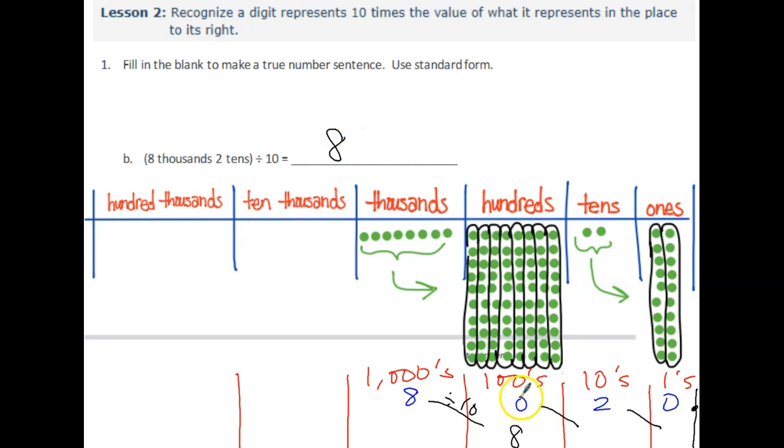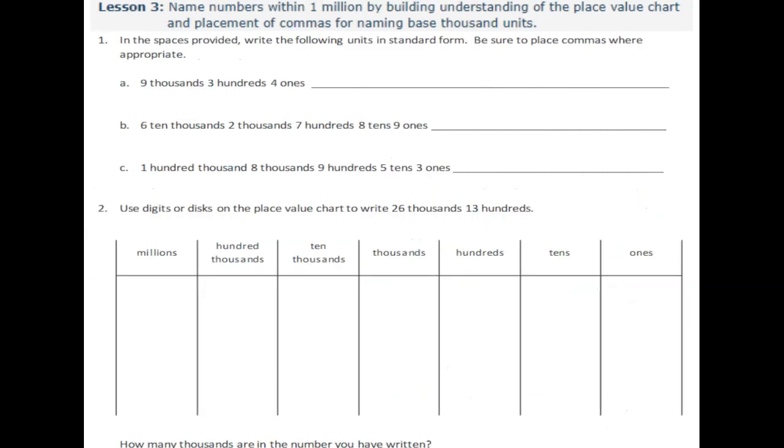I have 0 hundreds, so I'm going to have 0 tens. And in this case, we would say 2 tens divided by 10 equals 2 ones. So we would have our placeholder and then our 2 in the ones place. And that number is 802. All right, moving on to lesson number 3.